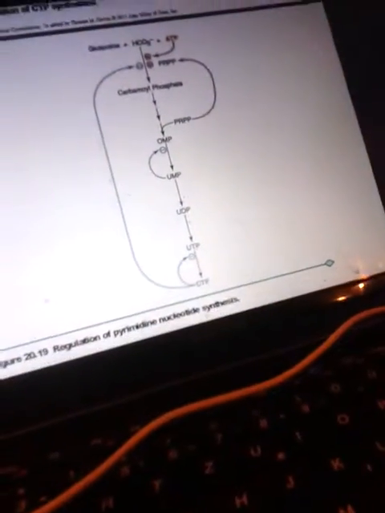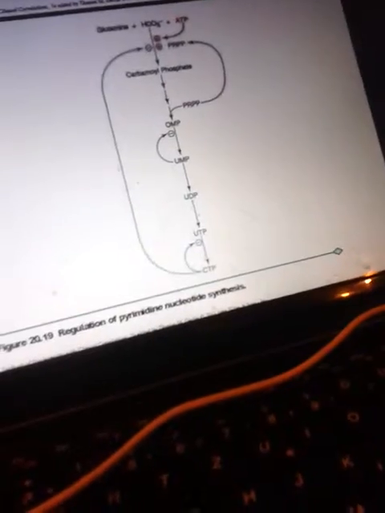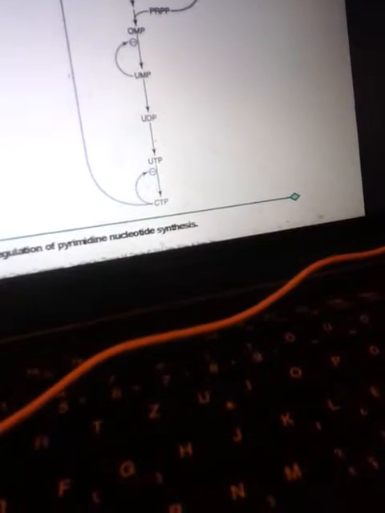Now, that one, glutamine plus bicarbonate plus ATP, PRPP, phosphoribosyl pyrophosphate. Who inhibits the PRPP? You remember we have such a drug that inhibits PRPP.